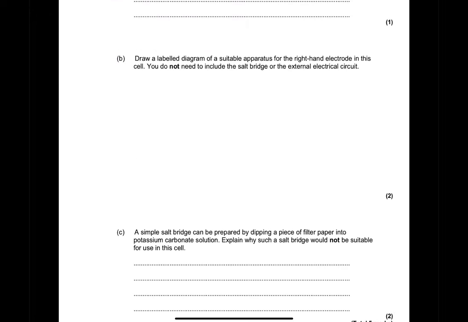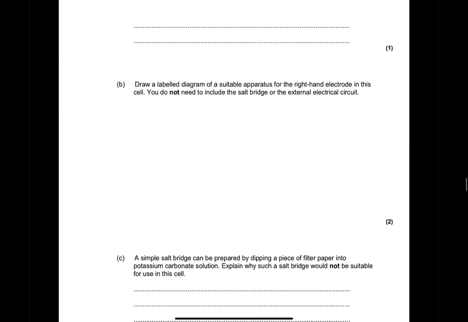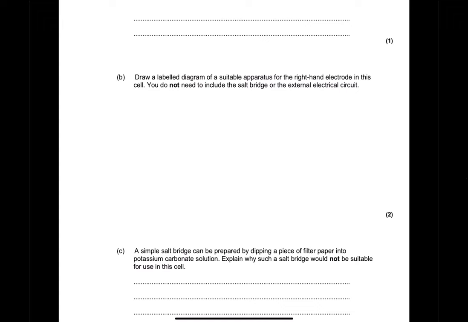Draw a labelled diagram of the apparatus for a hydrogen electrode in a cell. You don't need to include the salt bridge or any electrical circuit. So that's just the standard hydrogen electrode. Okay, so I'm just going to draw that. Let's not try to make it too fancy, but I will be as accurate as possible.